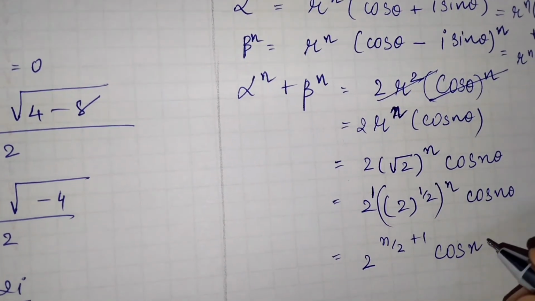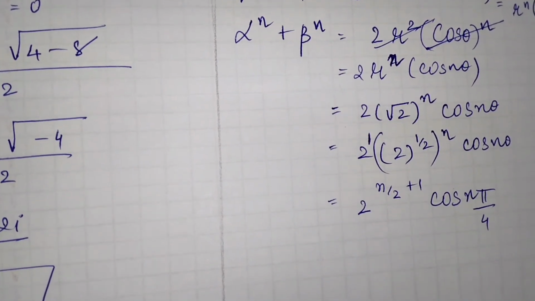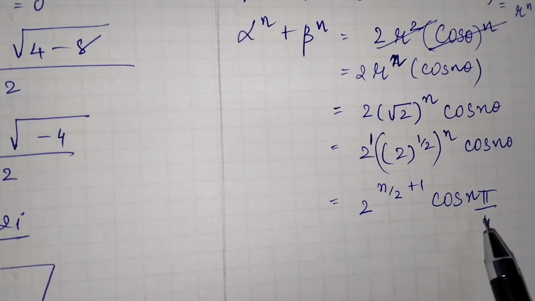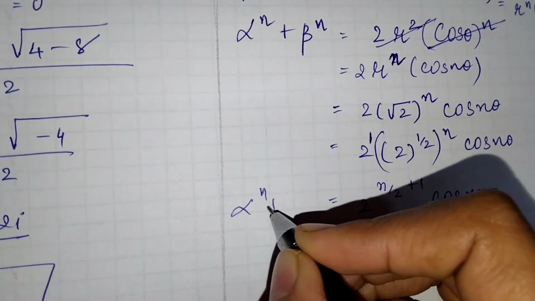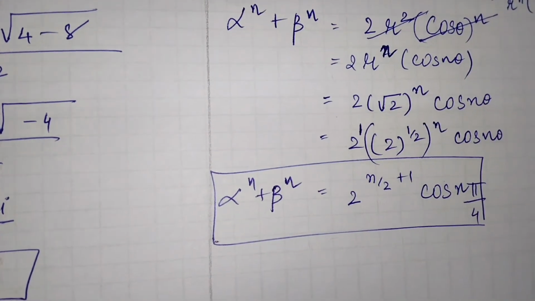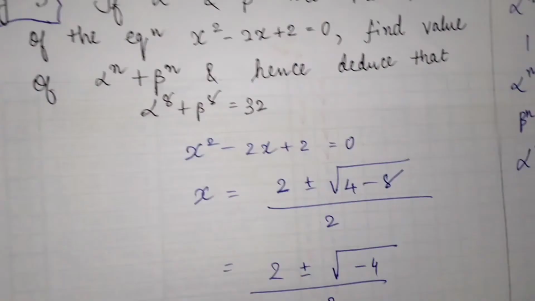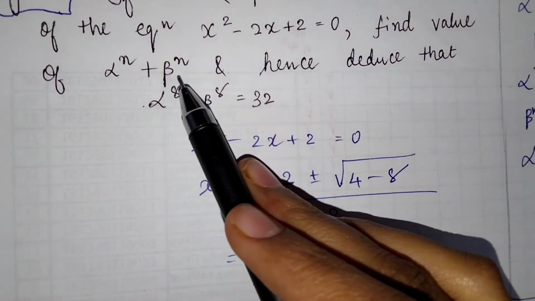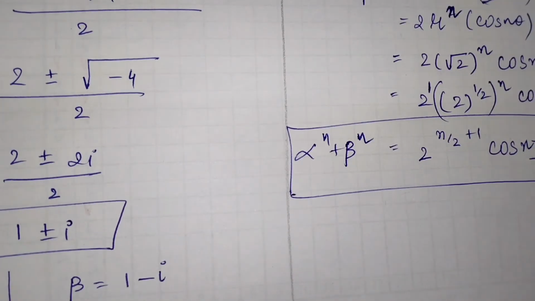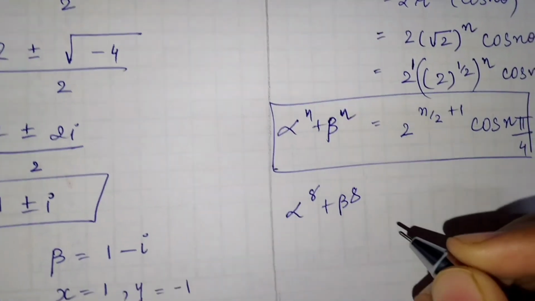And what is our theta? Pi by 4. So you got 2 raised to n by 2 plus 1, cos n pi by 4, the value of alpha raised to n plus beta raised to n. Now you have to deduce that alpha raised to 8 plus beta raised to 8 is equal to 32. Then you just have to put the value in this equation.